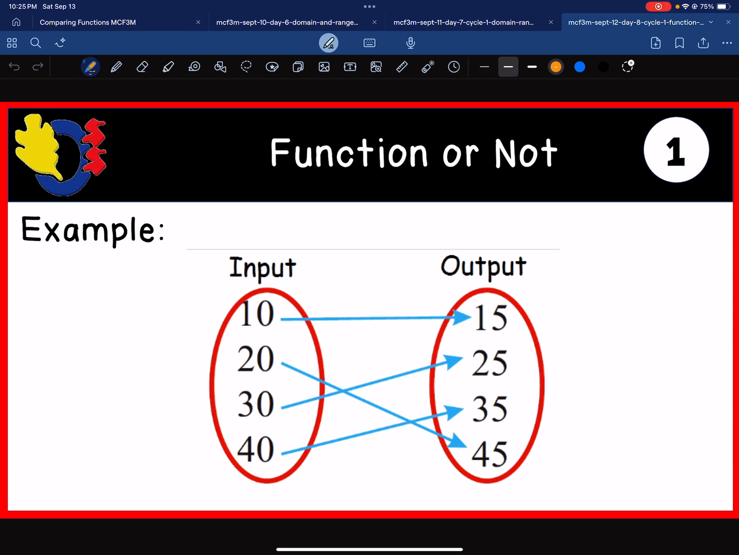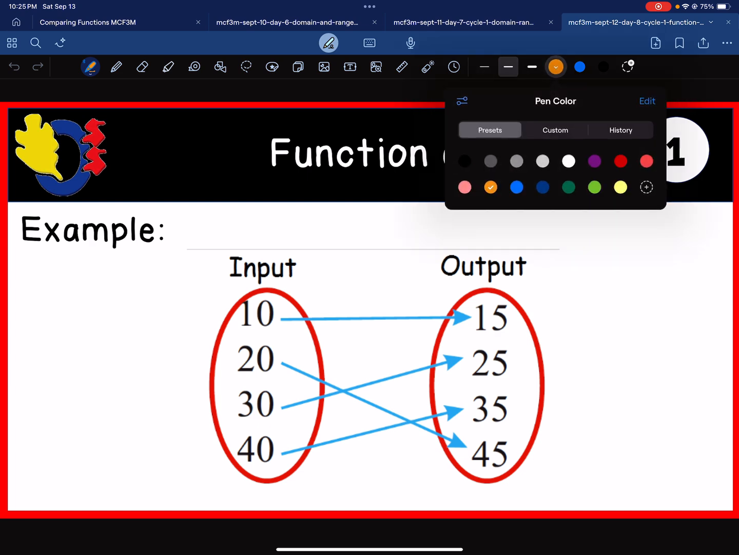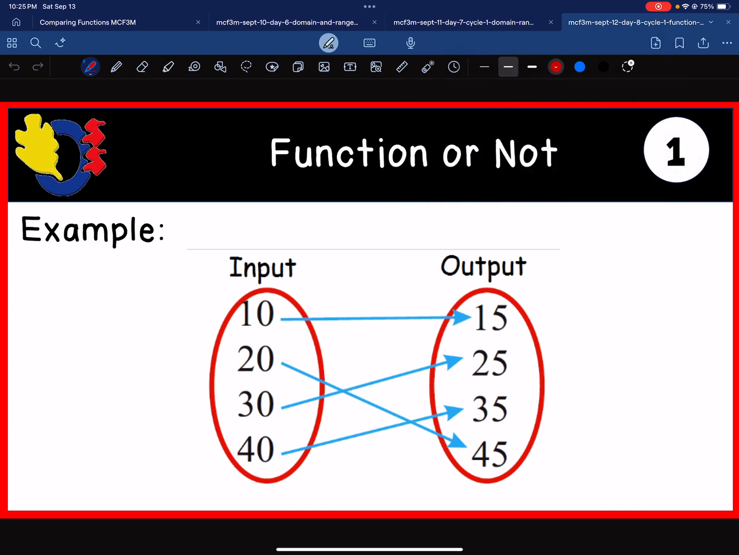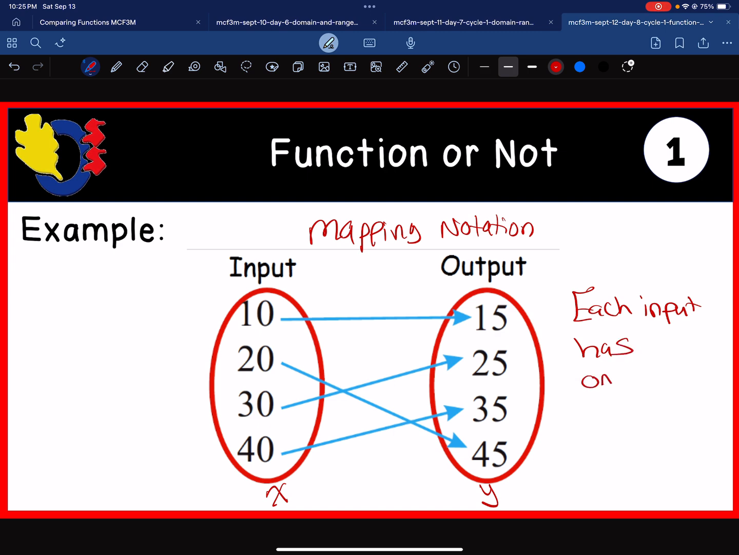So here we have our mapping rule, and we notice that 10 is mapped to 15. We notice that 20 is mapped to 45, 30 is mapped to 25, and 40 is mapped to 35. So again, this is called mapping notation. Okay, so we have our x's here, our inputs, and we have our y, the output. So each input has one output. So yes, this is a function.